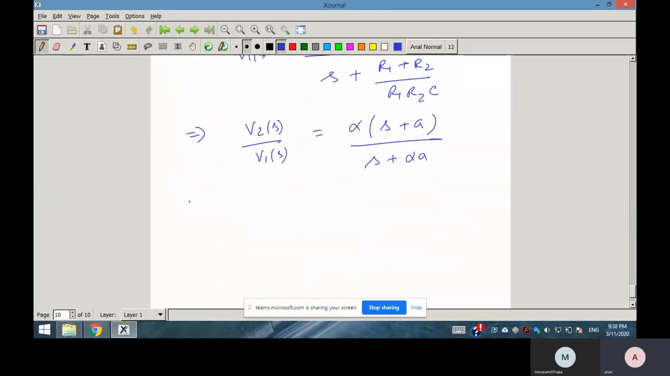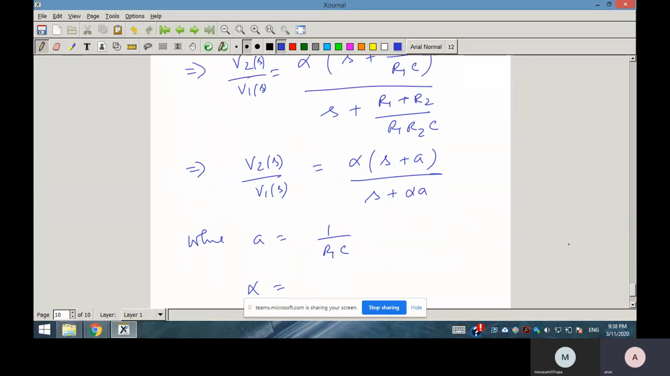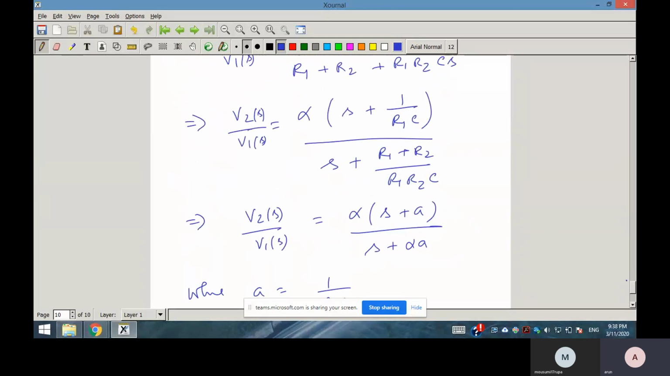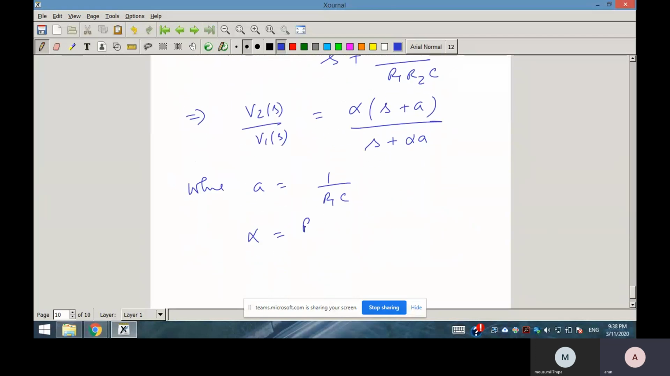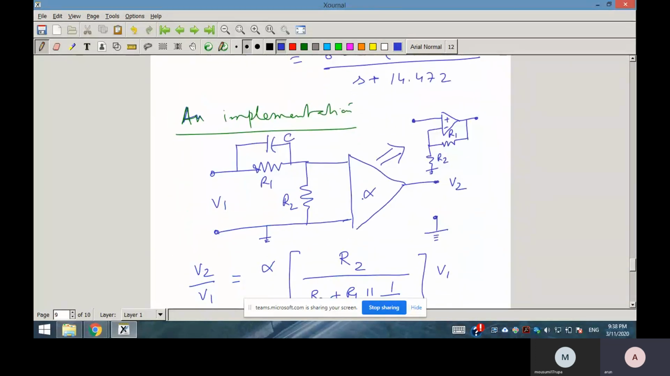Where A is equal to 1 by R1C and alpha is equal to R1 plus R2 divided by R2 after R1C cancels. So alpha should be less than 20, as I said, because it is a differential amplifier. A high gain amplifier will cause realization problems as well as noise susceptibility problems.